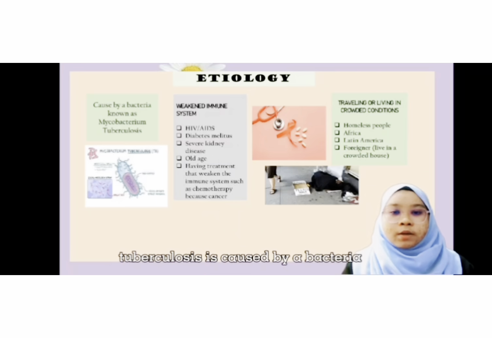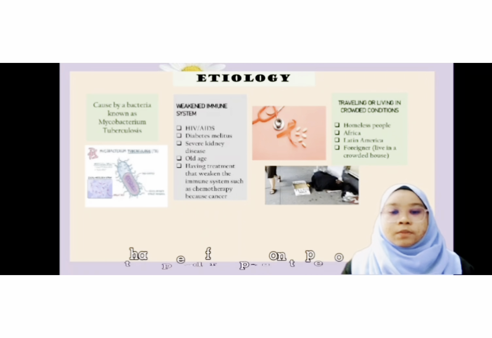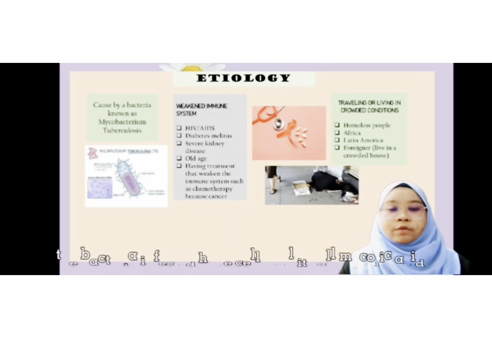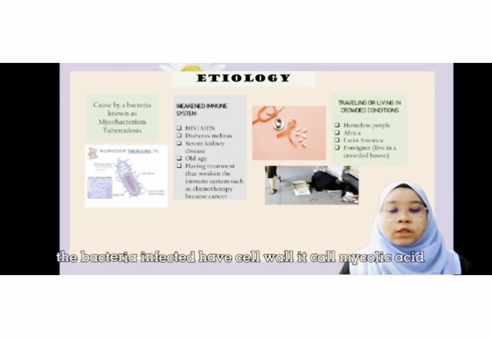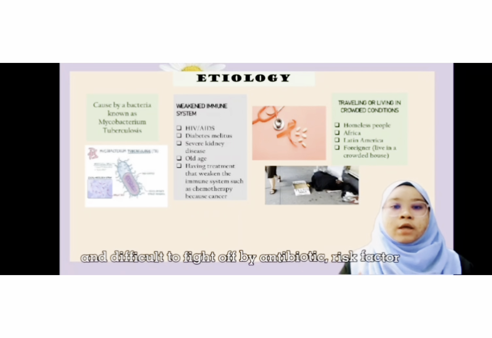Tuberculosis is caused by bacteria known as Mycobacterium tuberculosis, that spread from person to person through microscopic droplets released into the air. The bacteria have a cell wall called mycolic acid. Mycolic acid is a cell wall that is invulnerable and difficult to fight off by antibiotics.